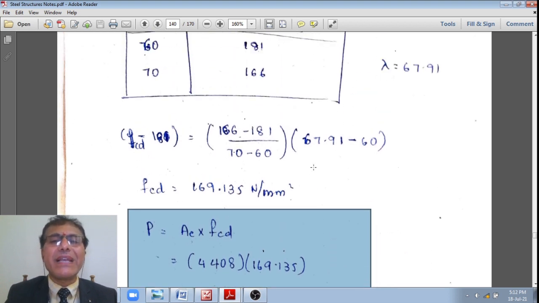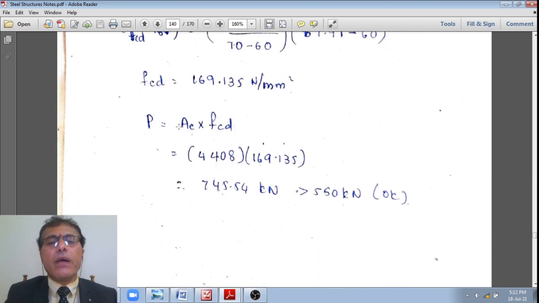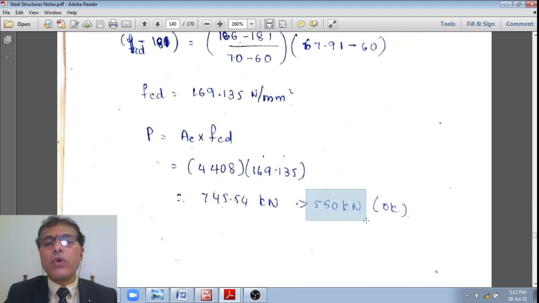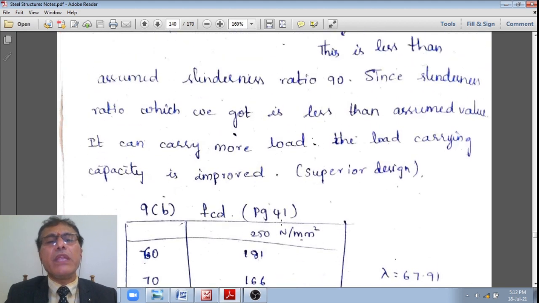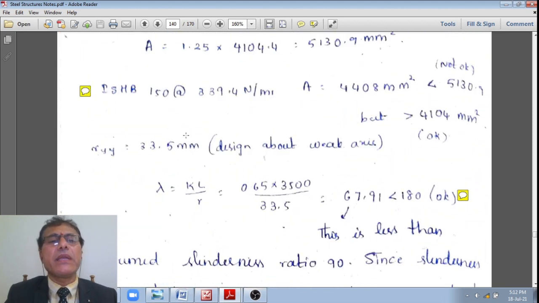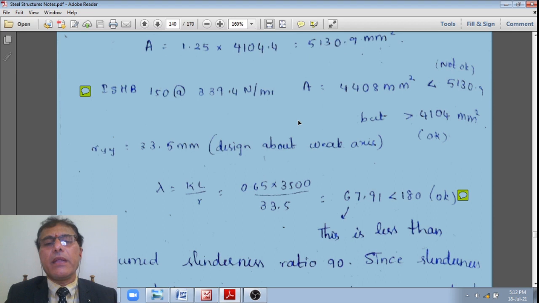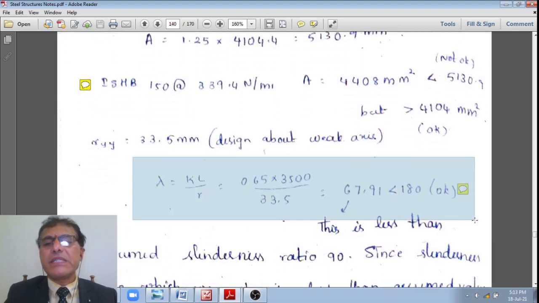This is about the minor axis itself; I am calculating about the minor axis. Therefore, my section is okay, because I need to target only 550 but I achieved 745.54 kilonewton. Therefore, you may even further optimize the section, from the I-Section 150 to a lower section if you wish, as long as it also satisfies the slenderness check.